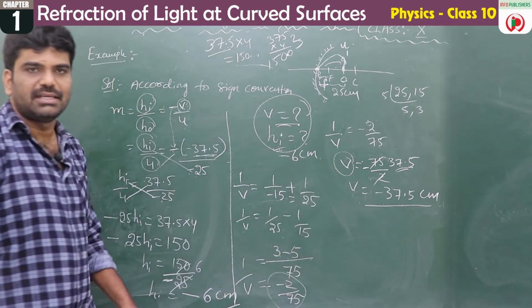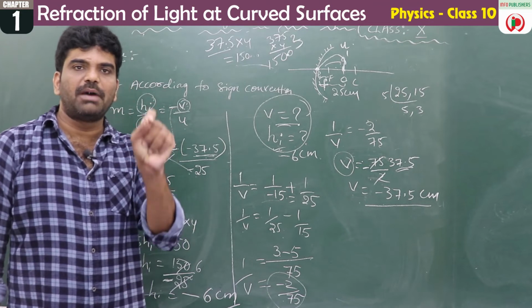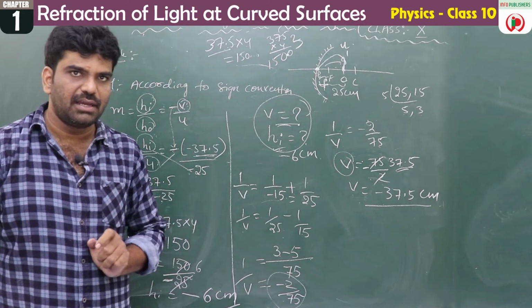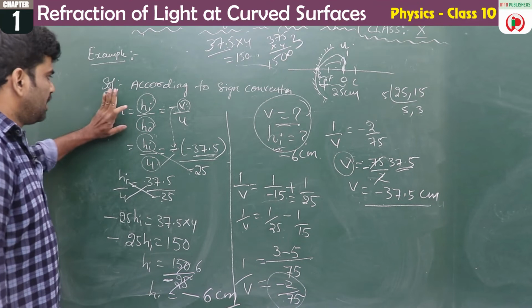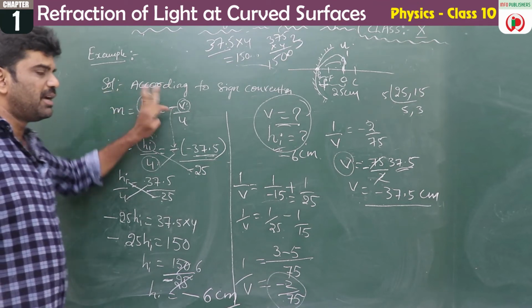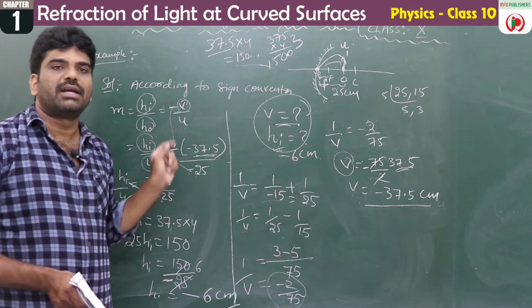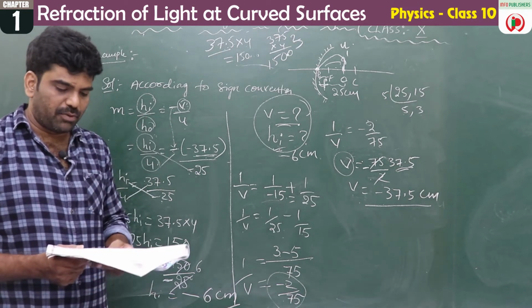So this is very easy. By using the formula 1/F = 1/U + 1/V, and the magnification formula HI/HO = -V/U. Don't forget these values; these are very, very important formulae.